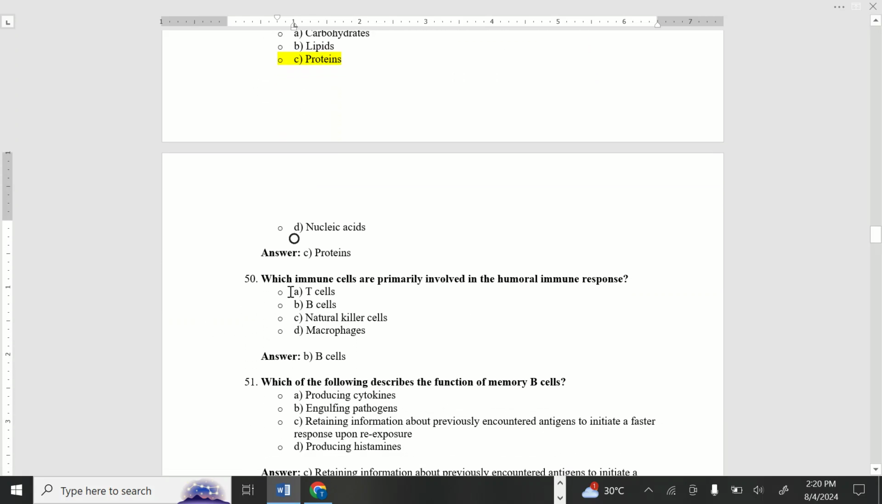The next MCQ is: which immune cells are primarily involved in the humoral immune response? A. T cells, B. B cells, C. Natural killer cells, and D. Macrophages. So the correct option is B cells.